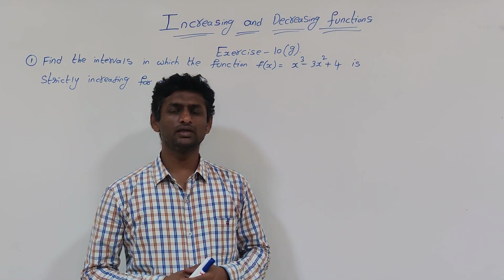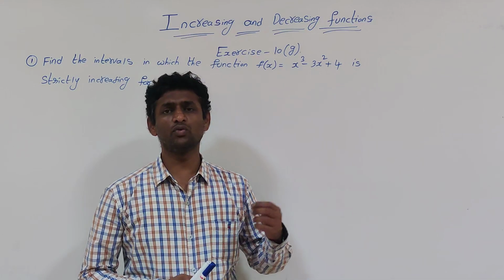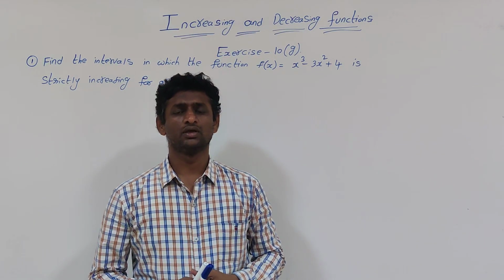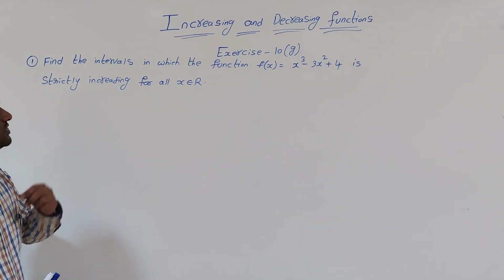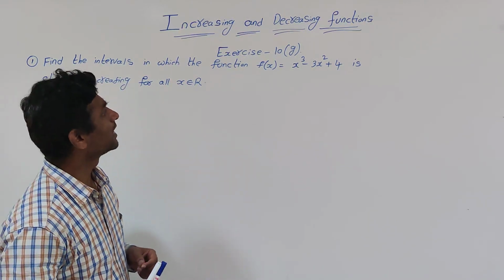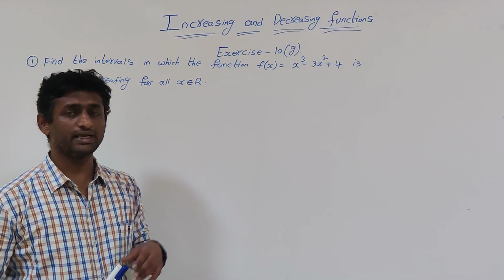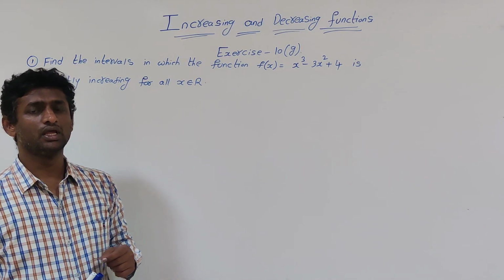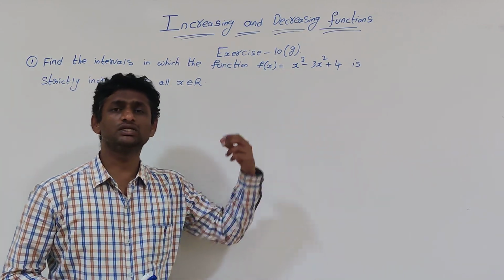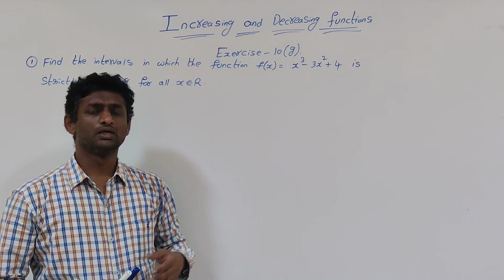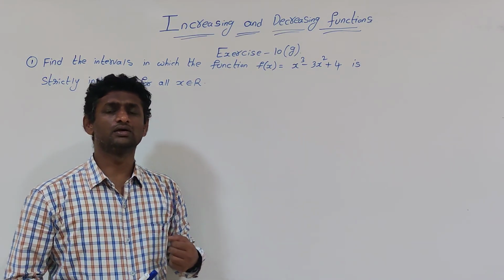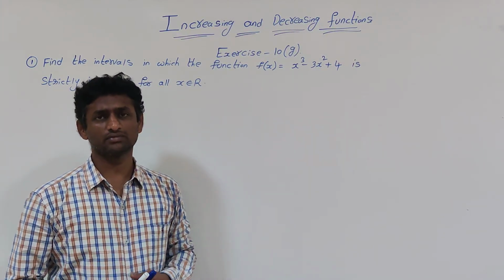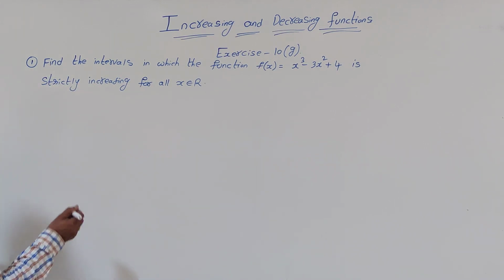Hello students, today in this session we will discuss a few more problems from exercise 10G. The first problem is: find the intervals in which the function f of x is equal to x cube minus 3x square plus 4 is strictly increasing for all x belongs to R. Means the domain of the function is R as it is a polynomial of degree 3. So in this domain, which intervals is the function increasing? Now we'll see the solution.